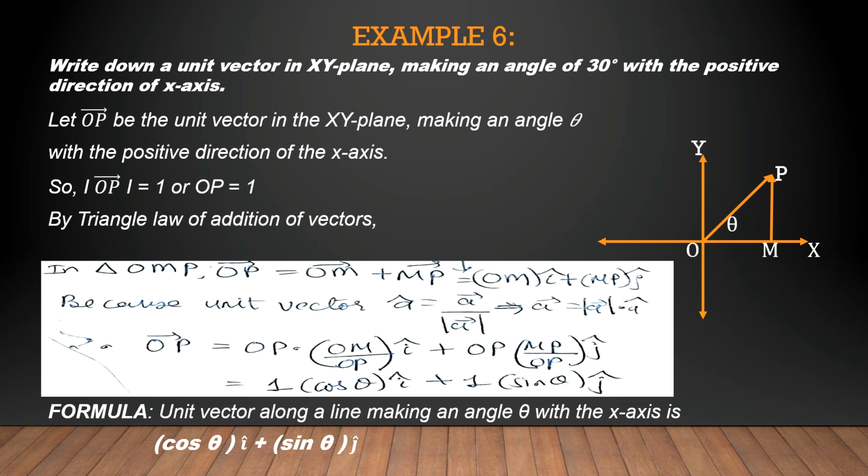So it's a very important formula which can be used in other examples. The formula for getting the unit vector along a line making an angle theta with the positive x-axis is given by cos theta into i cap plus sin theta into j cap.